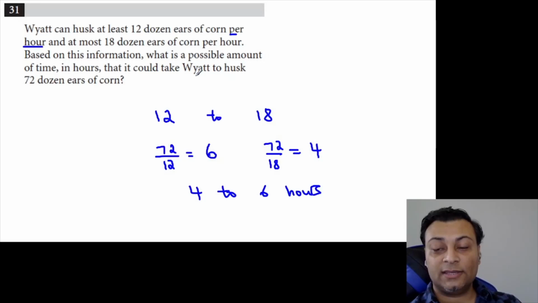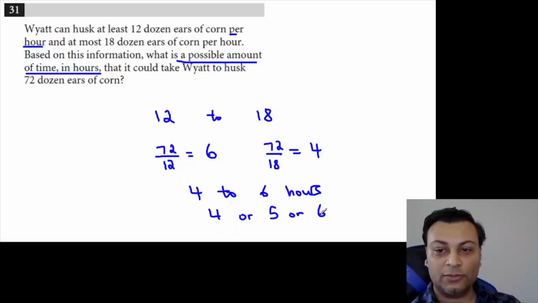They're asking for a possible amount of time in hours. So the answer that we can fill in could be either 4 or 5 or 6. Since we want to stick with whole numbers in hours, let's stick with whole numbers. So any of these are correct. You can just pick your favorite. They're all correct.